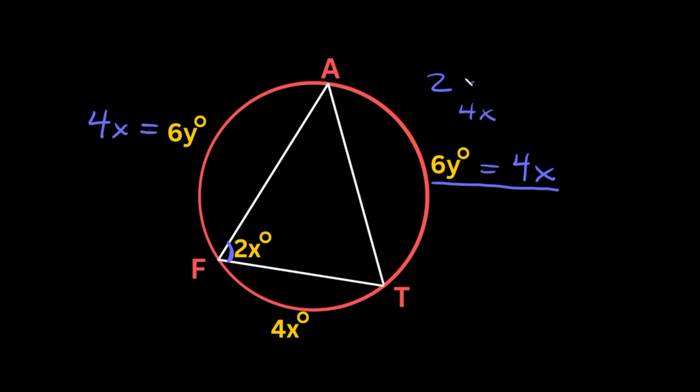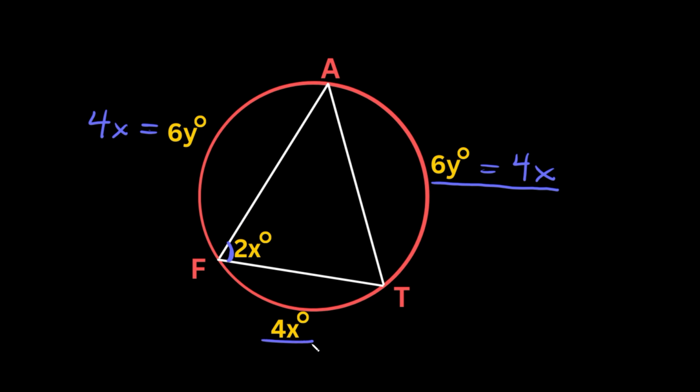Now, the last thing that we have to do in order to solve for x is you just have to remember when you add up all the angles around a circle, they add up to 360 degrees. So if you add up all the arcs together, they should equal 360 degrees. So let's add these all up.